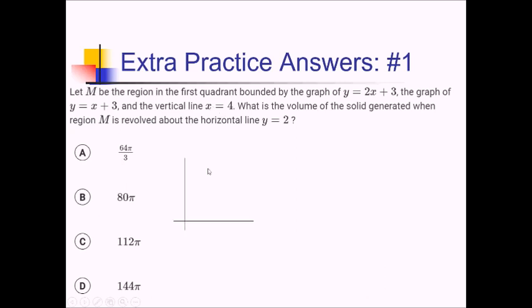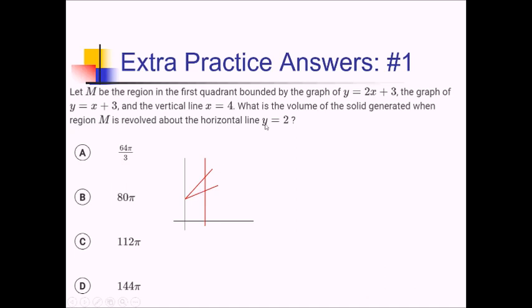Here's my xy axis. Here's the line 2x plus 3. It's somewhere above the x-axis, and it's got a slope that's positive, and that's about all I'm going to do in terms of accuracy there. We also have this other line, y equals x plus 3. It's got the same y-intercept as the first line, but it's less steep, so something like this. And then we have this other line that's vertical, x equals 4, so that's somewhere over here. And this bounded region now, this must be the region M that they're talking about.